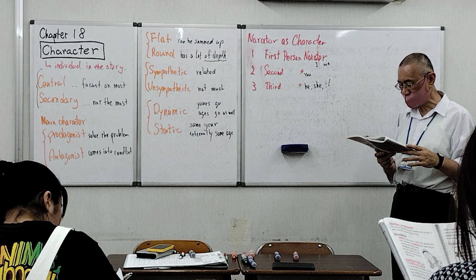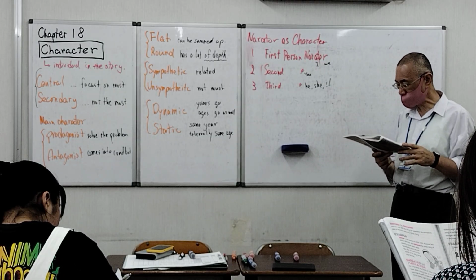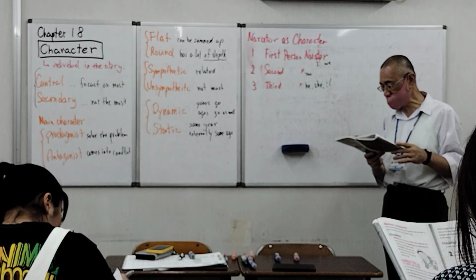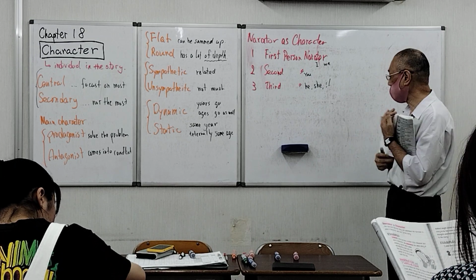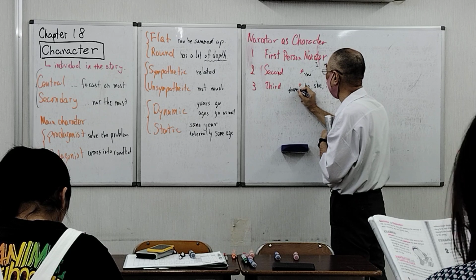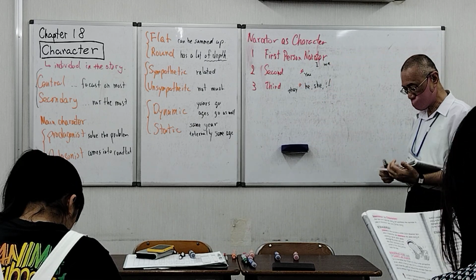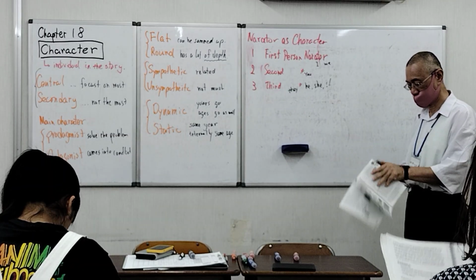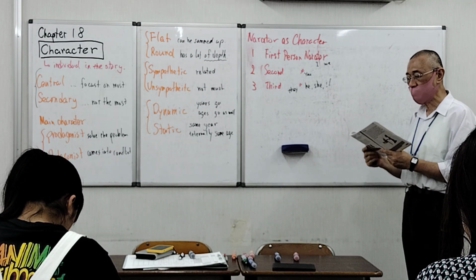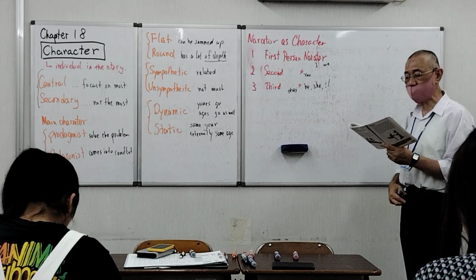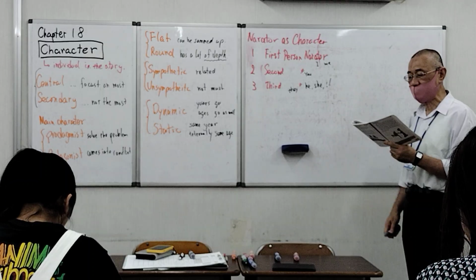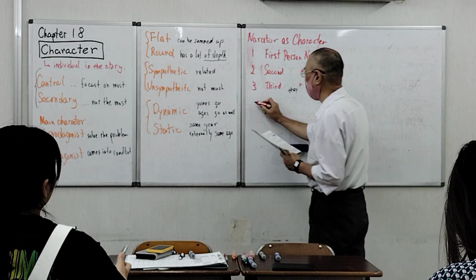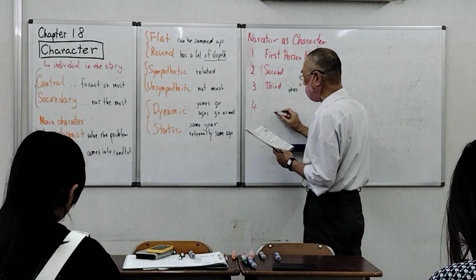Then the third person narrator is not a character in the story. The narrator tells the story in the third person, as he or she was there. That is the narrator as a character. Let's go on to the next page. The third person narrator can be from the point of view of the omniscient, which means the narrator knows all the time. Omniscient.